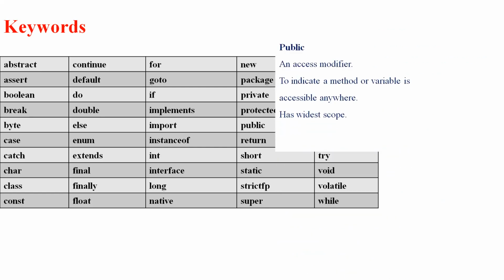Next we have public. When I use the access modifier public, it indicates that a method or a variable is accessible by anyone, anywhere. It has a wider scope, since if I declare any variable or method as public, it gives access to everyone, everywhere.